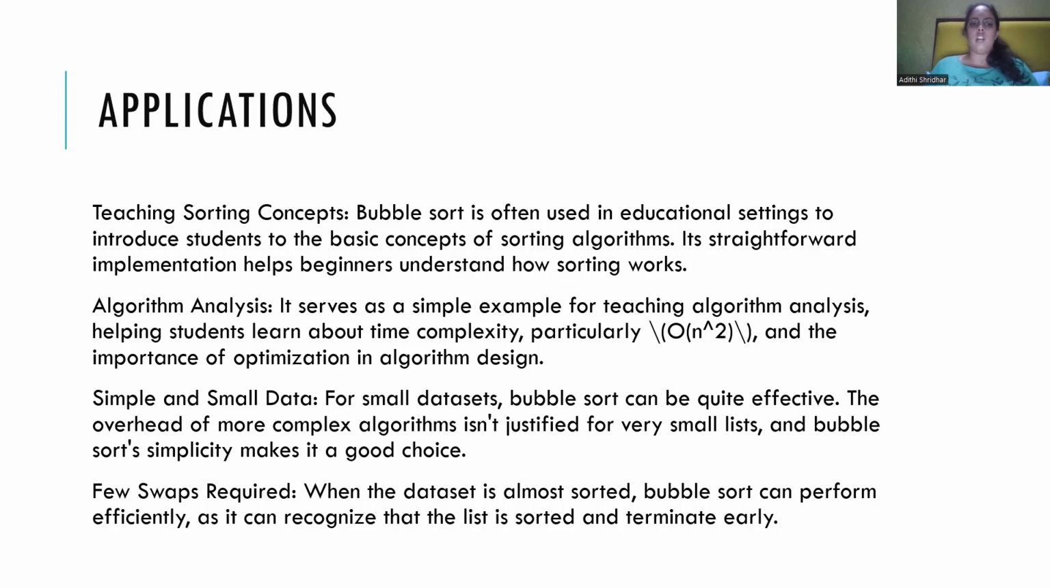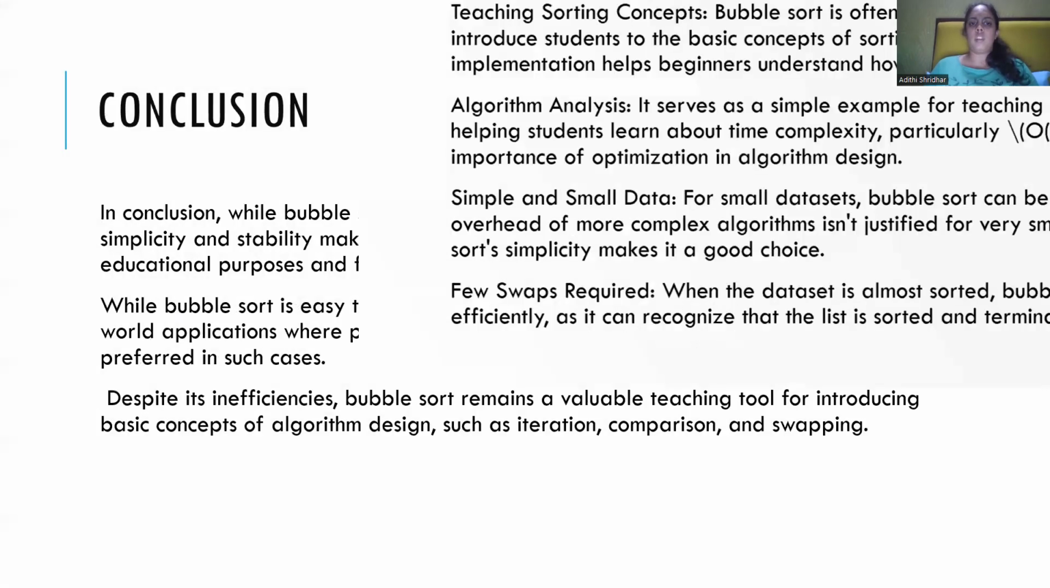Simple and small data. For small data sets, bubble sort can be quite effective. The overhead of more complex algorithms isn't justified for very small lists. Bubble sort's simplicity makes it a good choice. Few swaps required. When the data set is almost sorted, bubble sort can perform effectively as it can recognize that the list is sorted and terminate early.